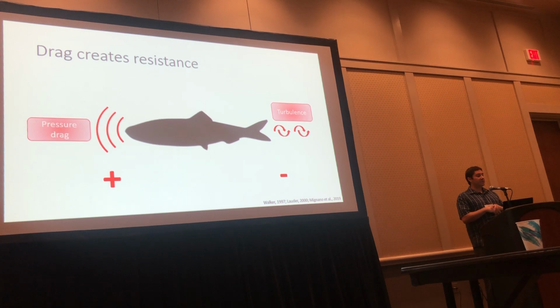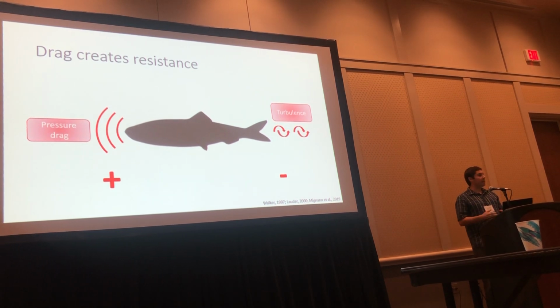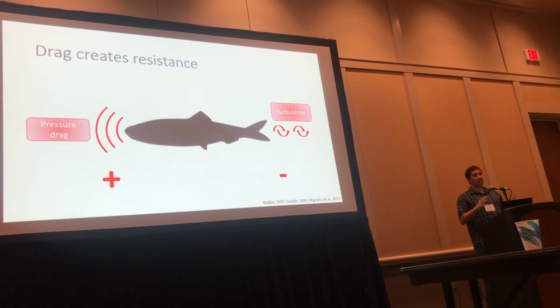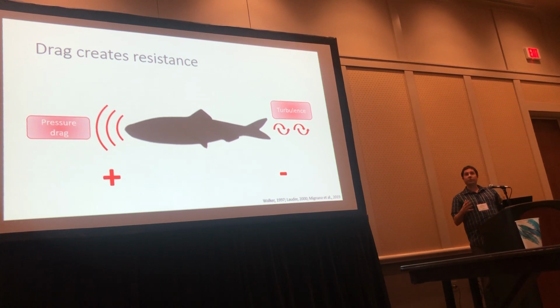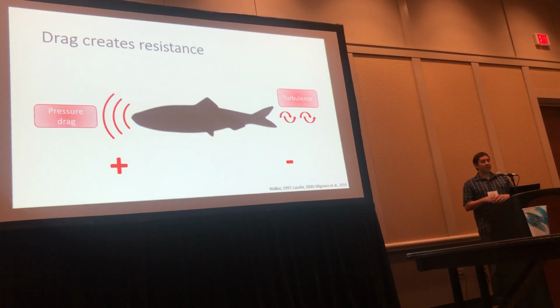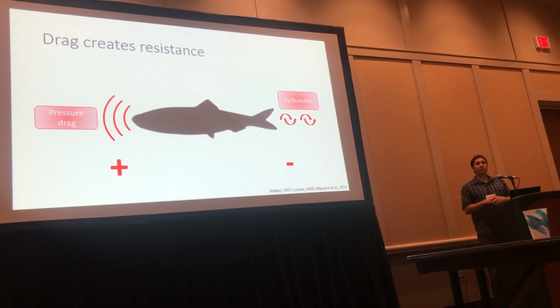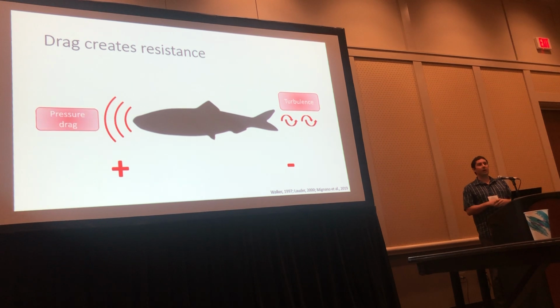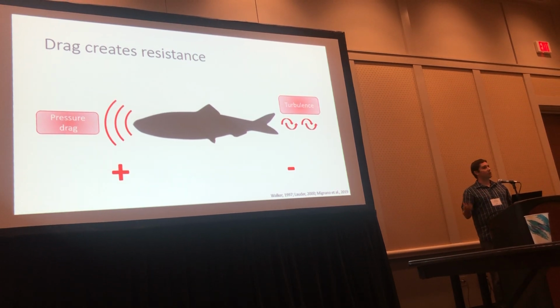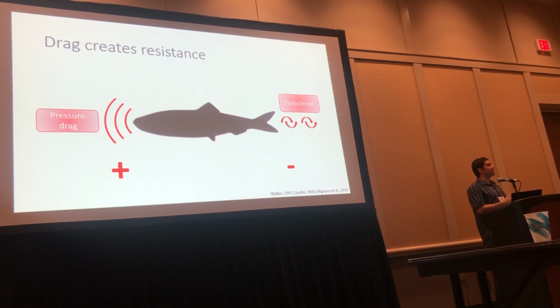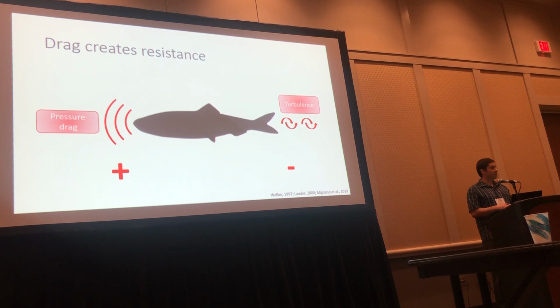There are two main types of resistance that we call drag, one of which is pressure drag, which can be seen as the energy that needs to be invested to move molecules of water out of the way. This generates increased pressure at the front end and reduced pressure at the posterior edge of the fish, and this leads to turbulence, which represents energy loss that's not necessarily invested in forward locomotion.